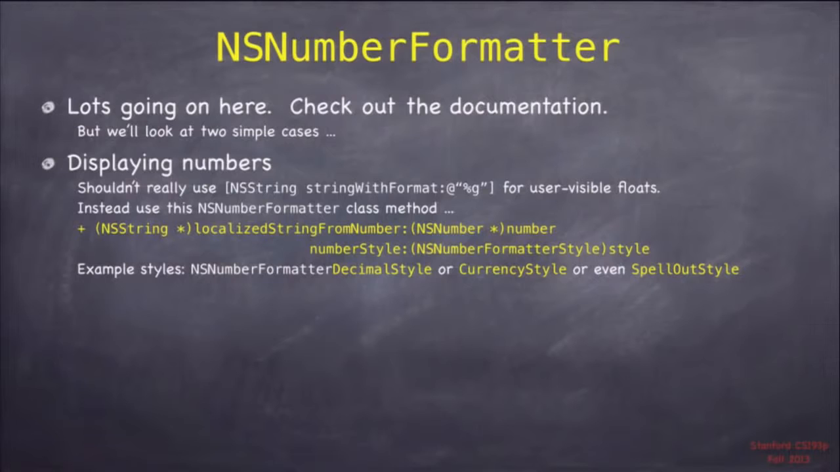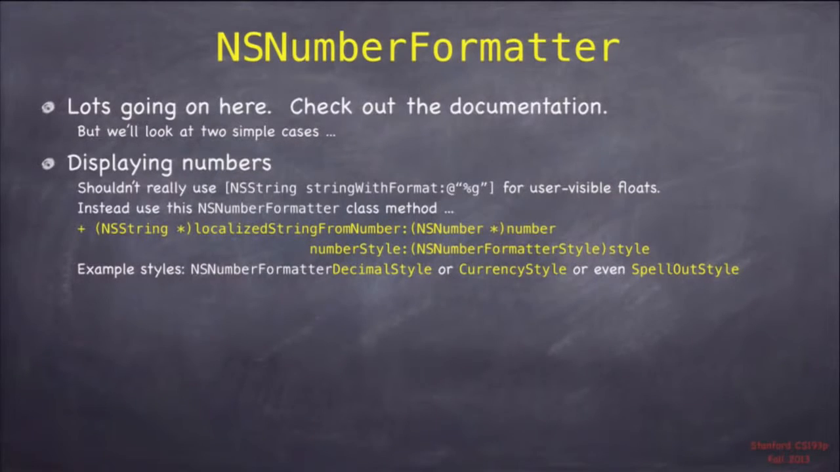So what are some of the things that are different in a locale? Well, there's numbers. Now, there's a lot going on with formatting numbers. It seems like it's really simple, but there's actually a lot to think about here. But I'm going to look at two pretty simple cases. One is displaying numbers, and one is reading numbers. So for displaying numbers on screen, you probably want to do stringWithFormat %g. %g just means generic floating point number. But you don't want to do that, okay? What you want to use is this method in NSNumberFormatter called localizedStringFromNumber:numberStyle:, okay?